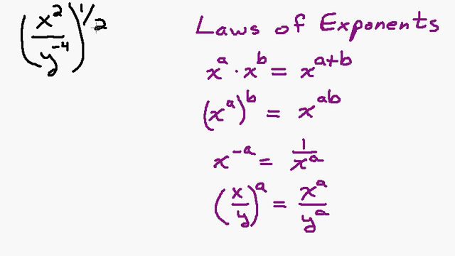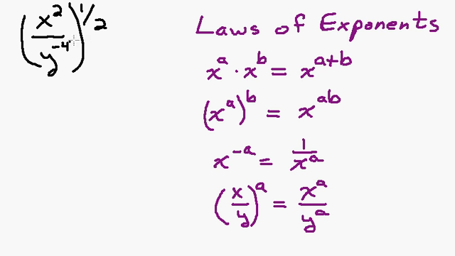Another thing I'm looking at, if I do take x squared to the 1/2, which rule would I use to do that? That would be this second rule right here, because I'm taking a power to a power, so I'm going to multiply those exponents. Same thing with the y to the negative fourth to the 1/2, so I'd take negative 4 times 1/2.